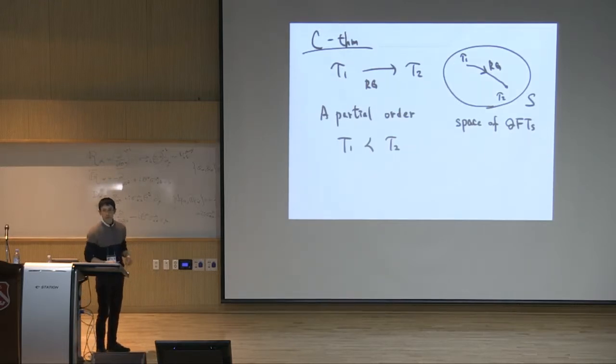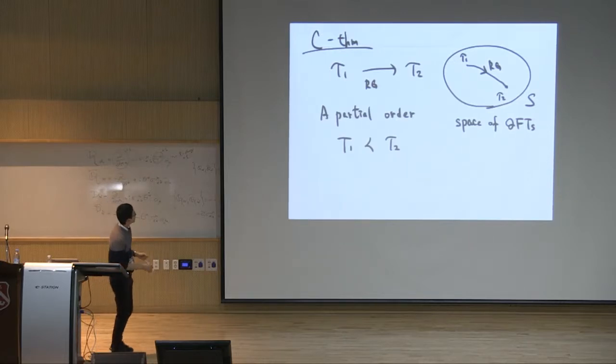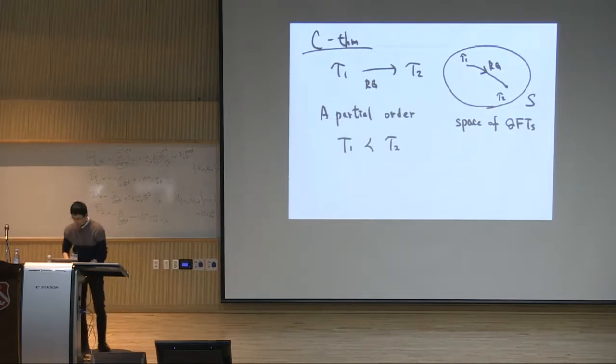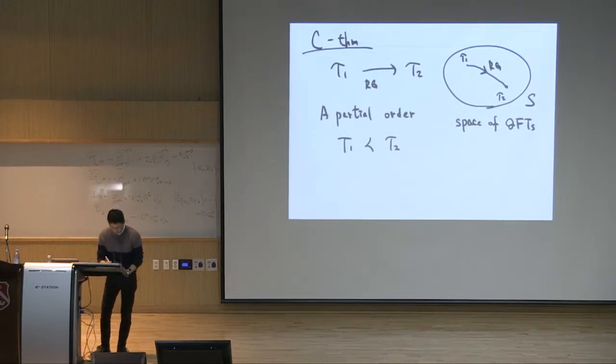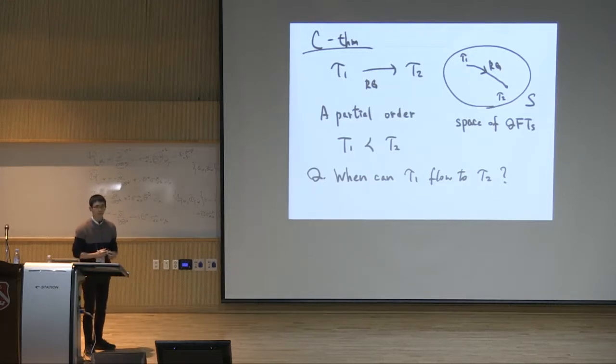We already have a similar structure from 2 or 3 days ago. In the context of quantum information, we had a space of quantum states. T1 and T2 were quantum states, and we had a so-called LOCC operation. Now, instead of LOCC, we have RG flow, and the quantum states are replaced by quantum field theories. So we have exactly the same structure, and we ask exactly the same question: when can T1 flow to another theory, T2?